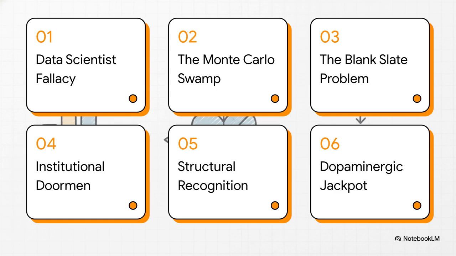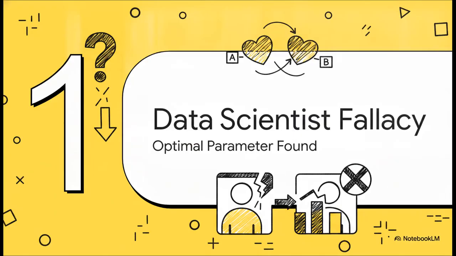1. The data scientist fallacy. 2. The Monte Carlo swamp. 3. The blank slate problem. 4. The institutional doorman. 5. Pure structural recognition. And 6. The dopaminergic jackpot.